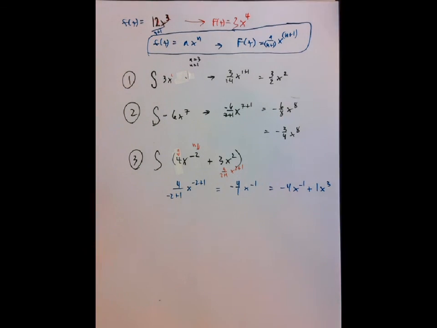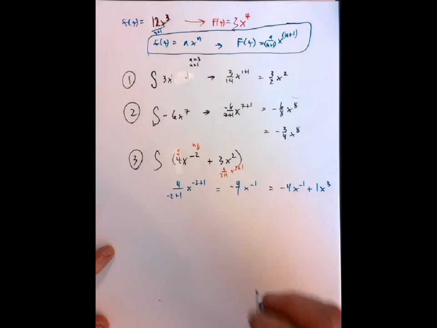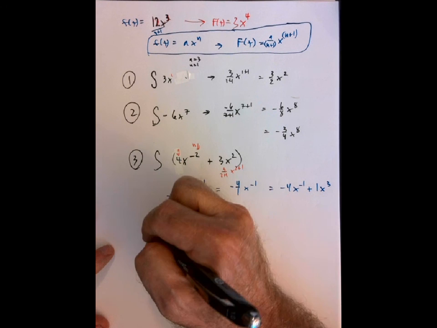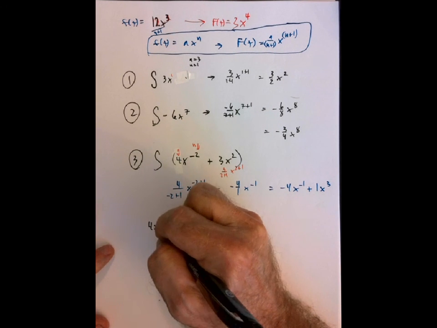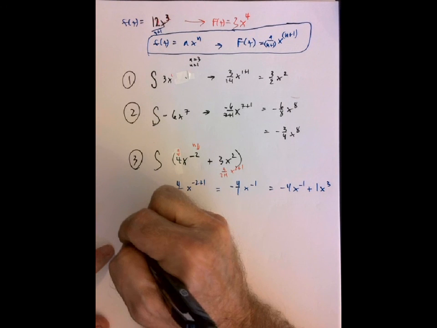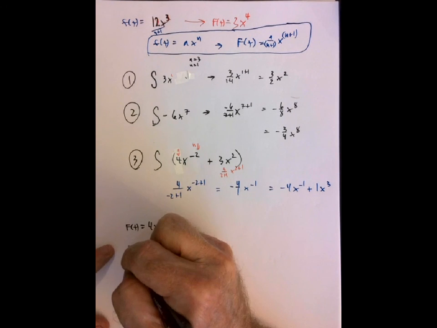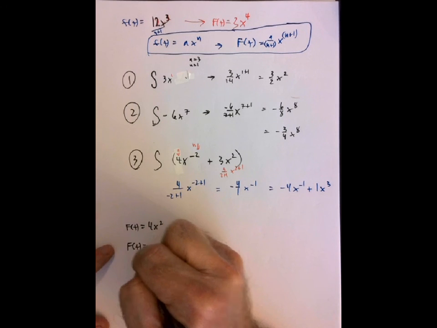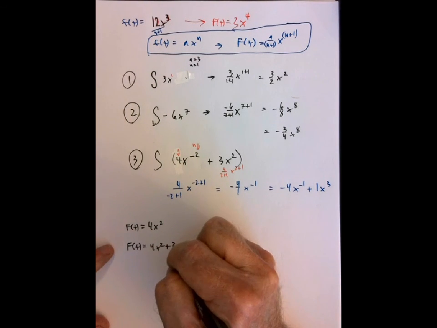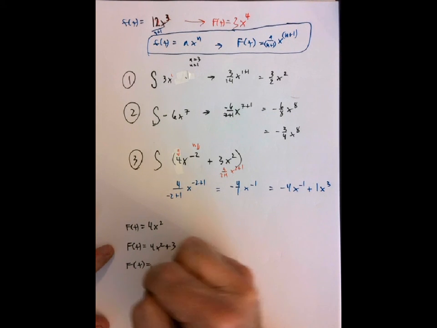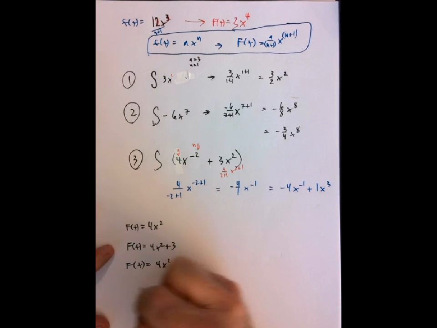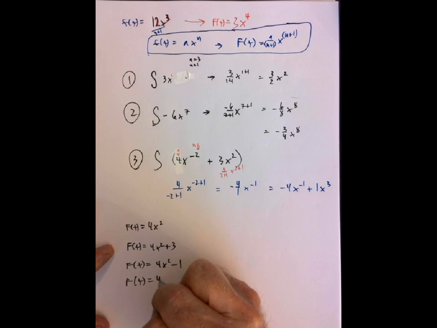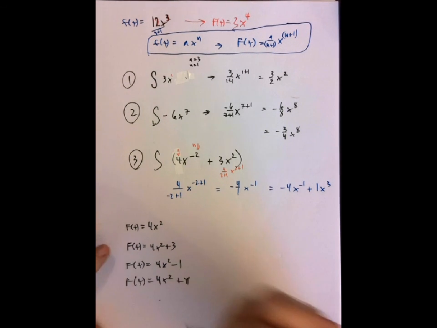Okay? So, let's say we were starting with 4x squared, right? And let's say that was capital F of x. And let's say we also had F of x is equal to 4x squared plus 3, or F of x is equal to 4x squared minus 1, or F of x is equal to 4x squared plus pi, which of course is a number. Now, those are the capital F's. These are the antiderivatives.